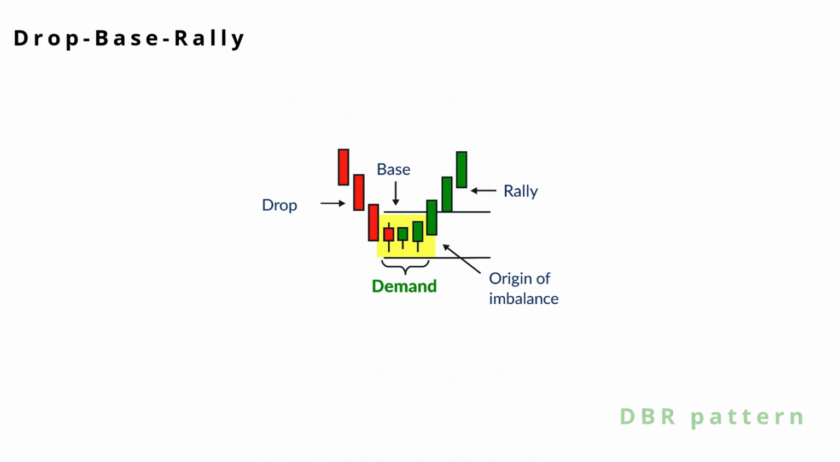Drop, the price is initially moving downward strongly, indicating bearish sentiment. Base, after the drop, the price consolidates in a tight range. This is where selling pressure weakens, and buyers start to absorb the supply. This base forms a critical demand zone, an area where significant buying interest emerged.